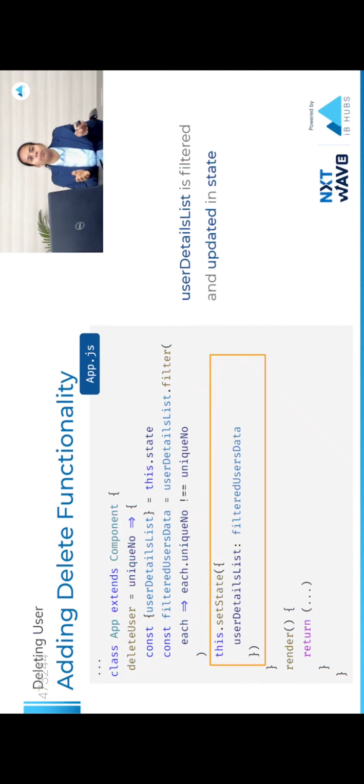And then we are going to appropriately update the state object. Once we update the state object, the render method will be called, and then the UI will get updated, right? Okay, let's have a look at this. So now we understood about this unique number, right? Using the unique number, we have to appropriately update the user details list present in the state object.